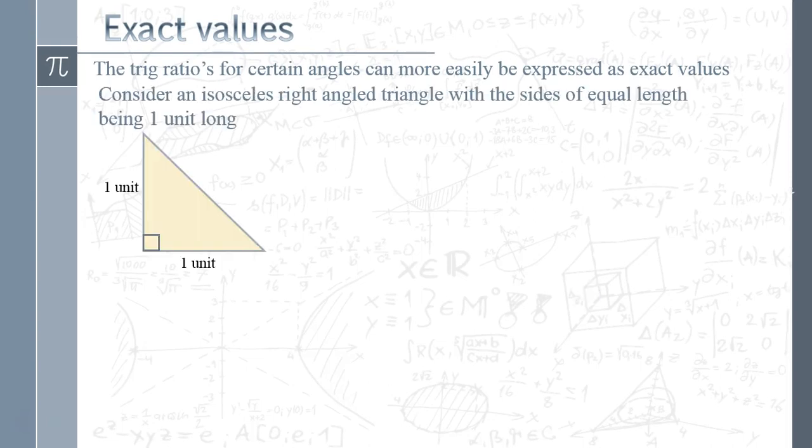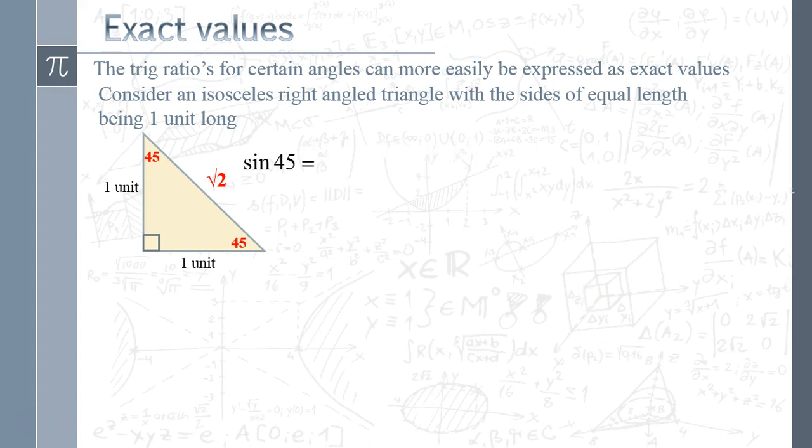First lot are to do with specific angles. If I take an isosceles right angled triangle like that, with each of the two shorter sides 1 unit, those two angles, since it's isosceles, have got to be 45, and we know from using Pythagoras that the hypotenuse is the square root of 2. With all three sides, we can now work out sine, cos, tan of 45 very easily just from the lengths of the sides.